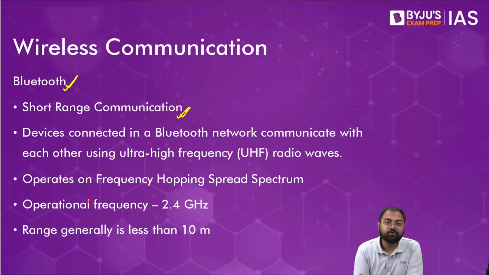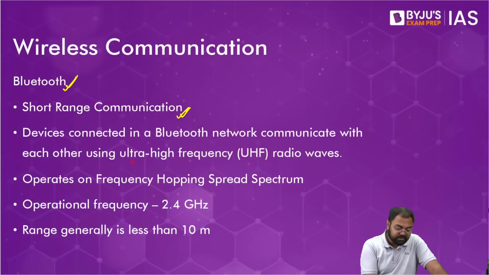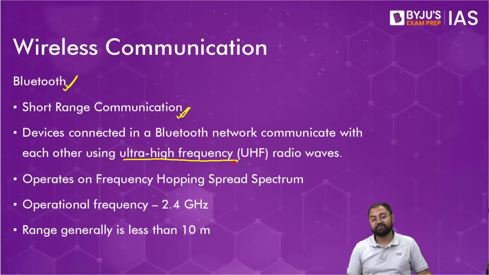Now, in case of long range communication, what you simply need is, if range is long, frequency will be low. If the range is short, the frequency will be high. And precisely this is what we see with Bluetooth, that it uses ultra high frequency radio waves. So radio waves being used here are of very high frequency. So that's why ultra high frequency, or UHF.